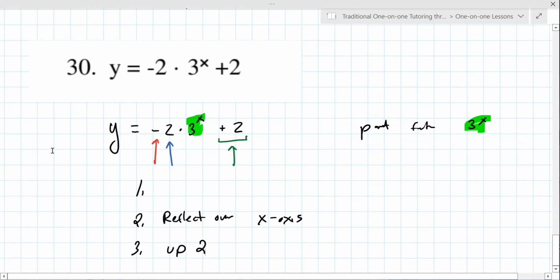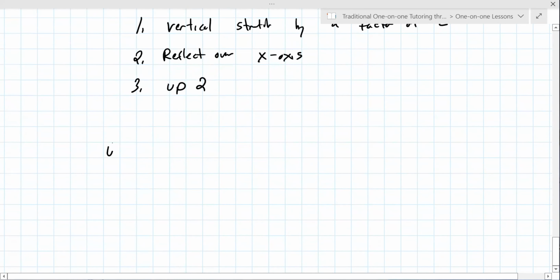And then vertical stretch of 2. Is that because it's in front of the 3x? Yes. So if there wasn't a times 3x, it was just like -2 and then something plus 2, it wouldn't be. So let me write out the question I think you're asking me, because we're not right there. Here's what I heard.